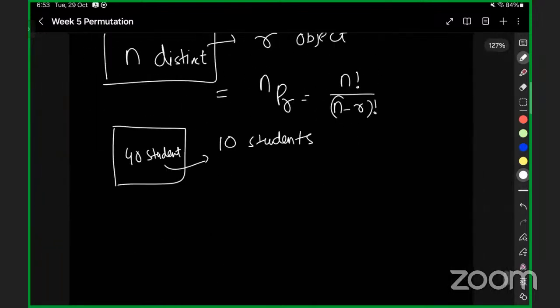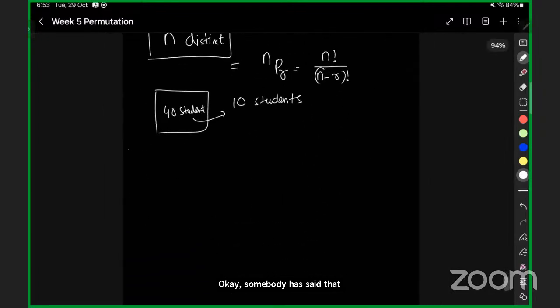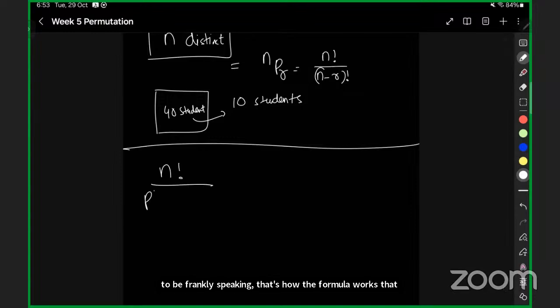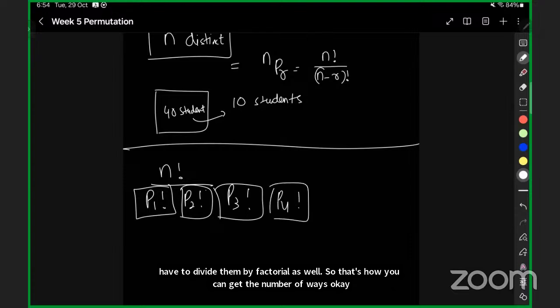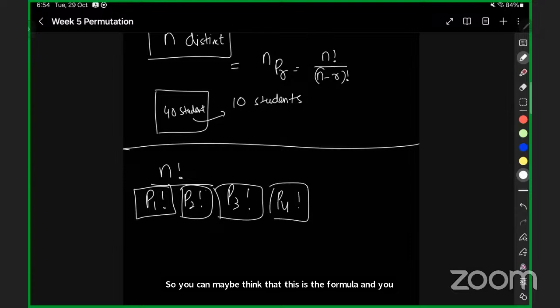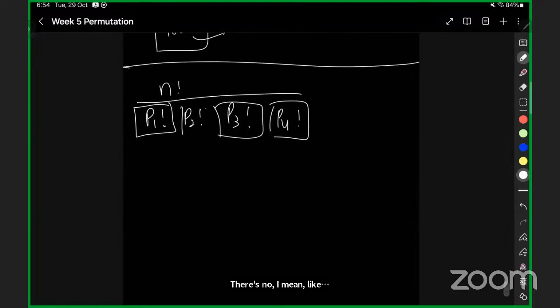Yeah. So okay, somebody has asked why it is like this, right? To be frankly speaking, that's how the formula works. Whatever you have, and then how many different groups there are of similar kind of objects, you have to divide by their factorials as well. That's how you can get the number of ways. So you can think that this is the formula and you have to apply it like this. There is no proof for this, okay? You can think that this is how it is.